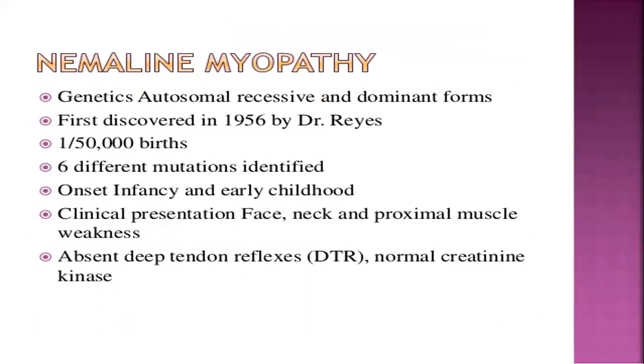Now, a brief discussion of the myopathies. Nemaline myopathy is genetic, with autosomal recessive and dominant forms. It was discovered in 1956 by Dr. Reyes. It occurs in 1 in 50,000 births, so it is very rare. There are 6 different mutations identified in this myopathy. Onset occurs at infancy and early childhood. Clinical presentation is with face, neck, and proximal muscle weakness. There will be absent or diminished reflexes and normal creatine kinase, as there will not be muscle degeneration. Those enzymes like CPK or MB are elevated when there is disruption of the muscle.